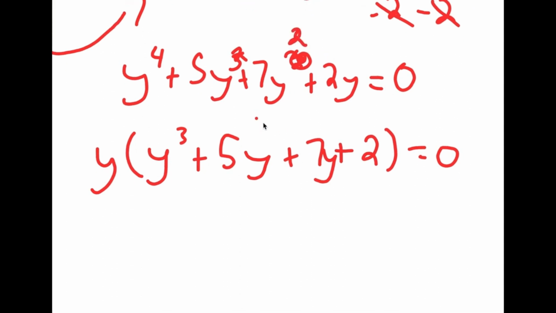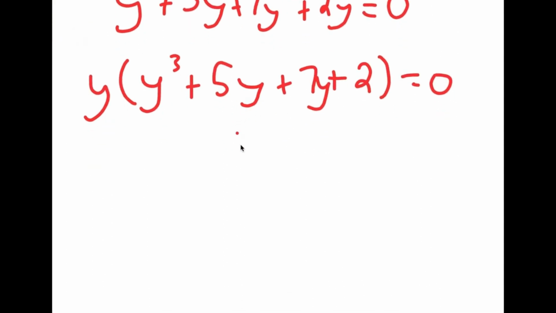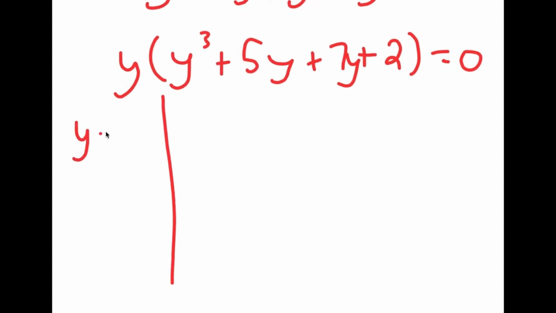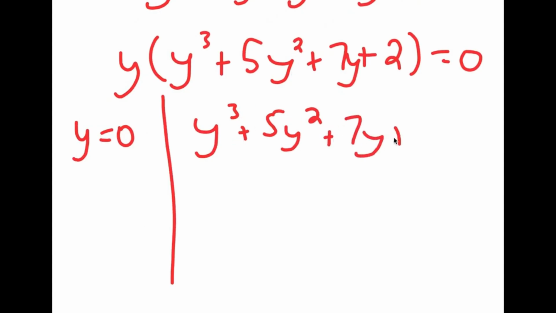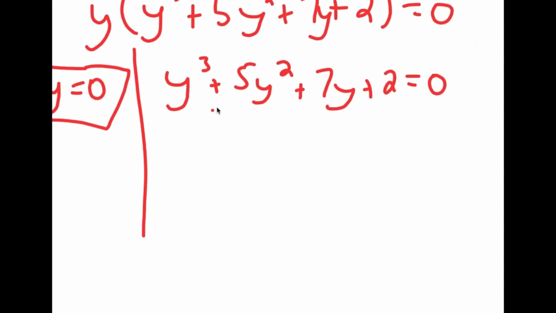Sorry about that. So now from here, I get two equations. I get y = 0, and I get y^3 + 5y^2 + 7y + 2 = 0. So y = 0 is already a solution for y. Now all that's left is solving y^3 + 5y^2 + 7y + 2 = 0. How we're going to solve this is we're going to first find one solution to this and then use that one solution to find the remaining. So to find that one solution, we just have to guess.